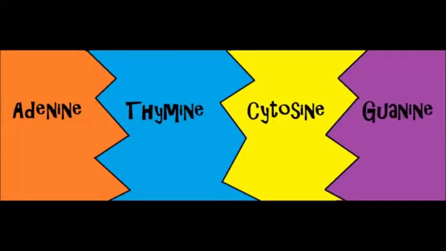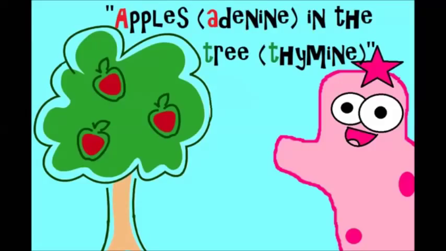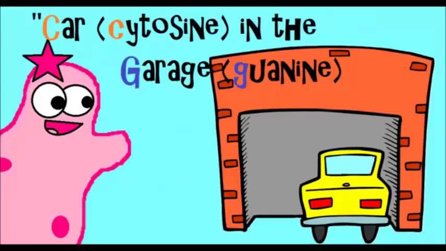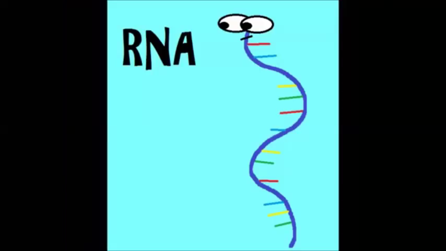And they go together like this. If we remember the little mnemonic device, apples in the tree, that helps you remember A goes with T, and car in the garage, so C goes with G. Also, DNA is found in the nucleus. So those are all things about DNA.